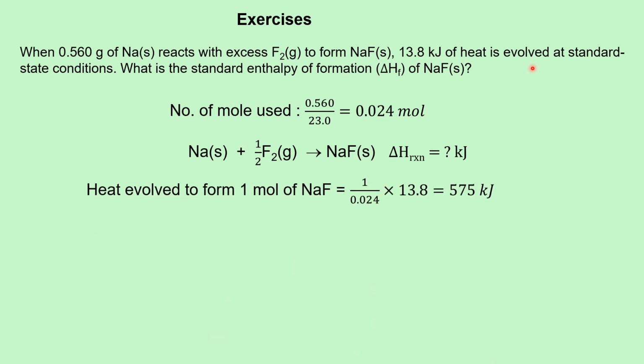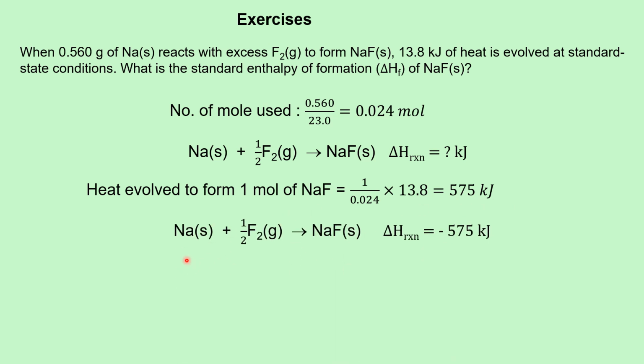Okay. Then you have to calculate what the heat released is if the sodium is 1 mole, because you want to find 1 mole of sodium fluoride. From the chemical equation here, you know that 1 mole of sodium will produce 1 mole of sodium fluoride. So by using the number of moles here, you can calculate the heat evolved if 1 mole of sodium is used. Okay, so from this you will get 575 kilojoule.